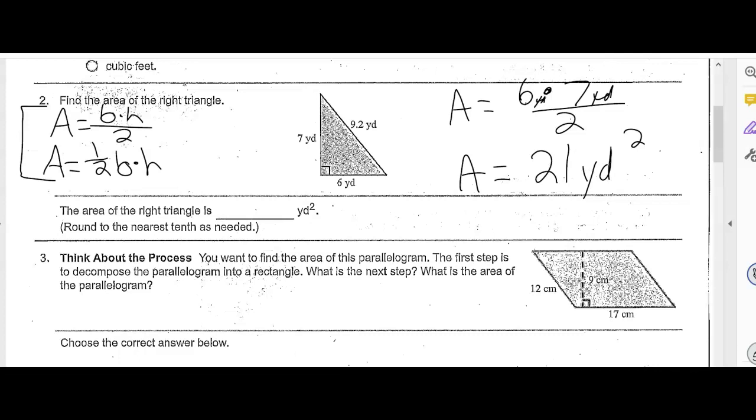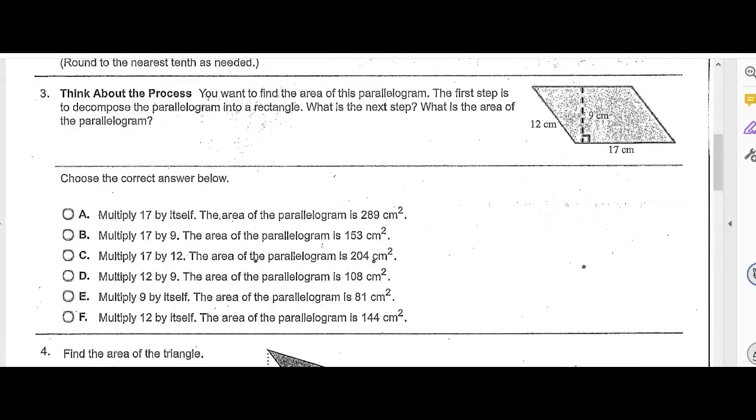All right. Go ahead and you may talk with a neighbor on solving question number 3. All right. We need to find the area of a parallelogram. How do you find the area of a parallelogram? Remember, everyone needs to participate. So make sure you're raising your hand. Parker.